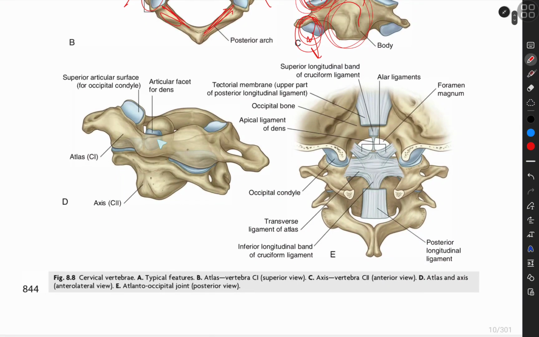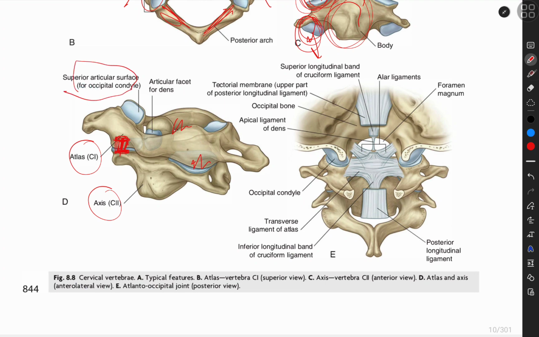This is what I was talking about. So these two articulate with each other. This is axis C2, this is the superior articular facet of axis, and here should be the inferior articular facet of atlas C1, and these two articulate with each other here as well. We cannot see it, but I think they do.